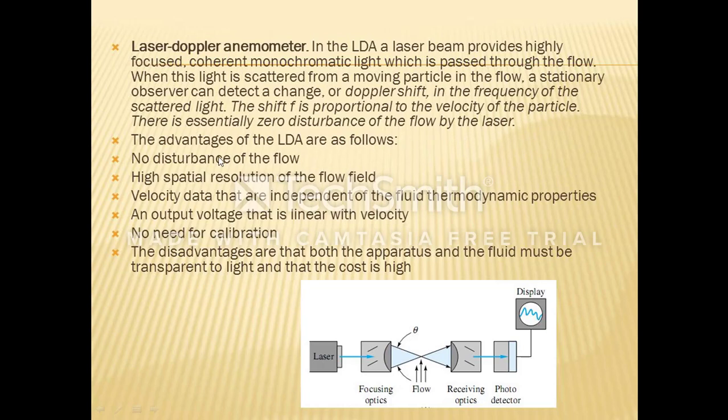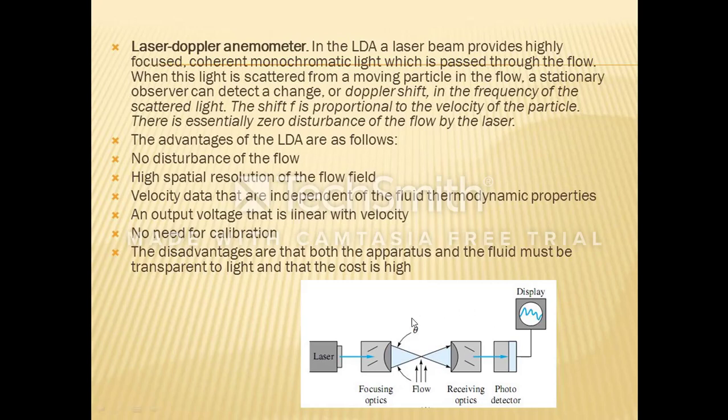The advantages of LDA are, first, no disturbance of the flow, and another, high spatial resolution of the fluid flow. The velocity data are independent of the fluid thermodynamic properties, and the output voltage is linear with velocity, so there is no need for any calibration. The disadvantage is that both the apparatus and the fluid must be transparent. That is an important limitation. If the fluid is non-transparent, we will get an obstruction in the light flow.